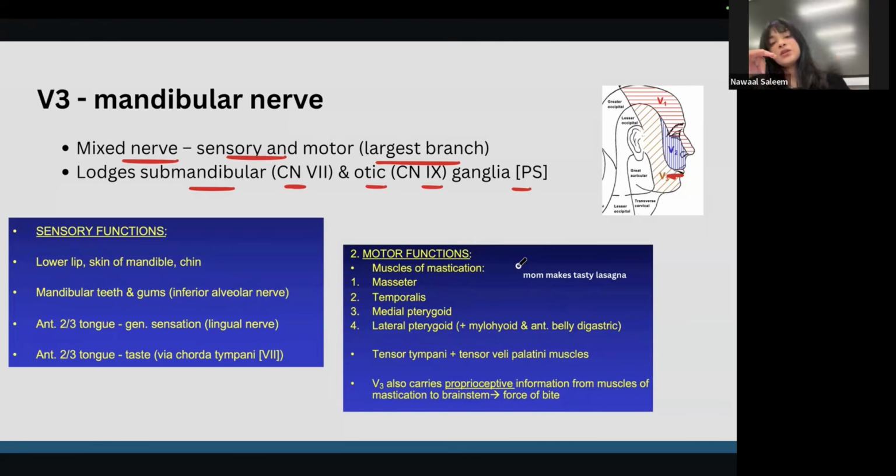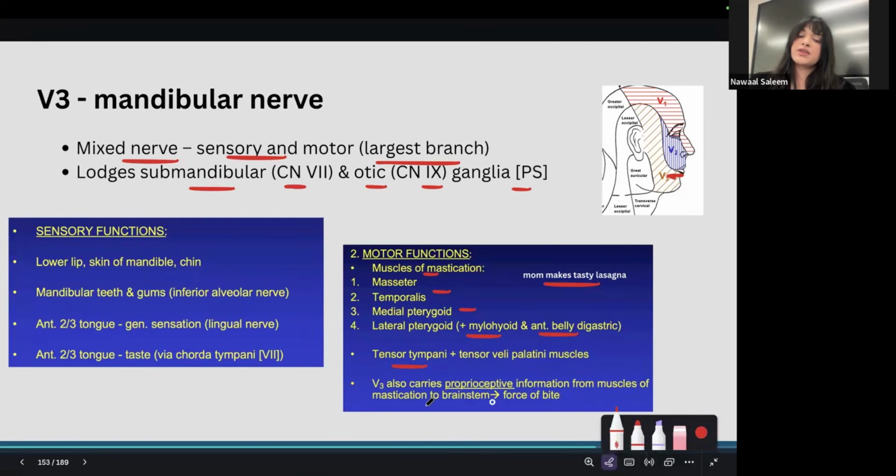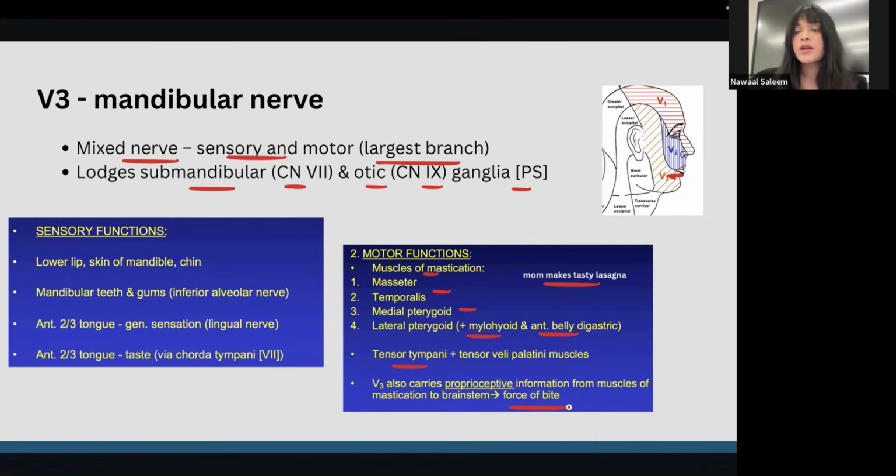Motor functions. So all the muscles of mastication are supplied by the mandibular nerve, which is the third branch of the trigeminal nerve. Okay, so you have masseter, temporalis, medial and lateral pterygoids, plus the mylohyoid and anterior belly digastric. Mom makes tasty lasagna. Also the tensor tympani and the tensor veli palatini muscles. V3 also carries proprioceptive information from muscles of mastication to brainstem about the force of the bite. So did I bite too hard? Did I bite someone's finger off? Something like that.